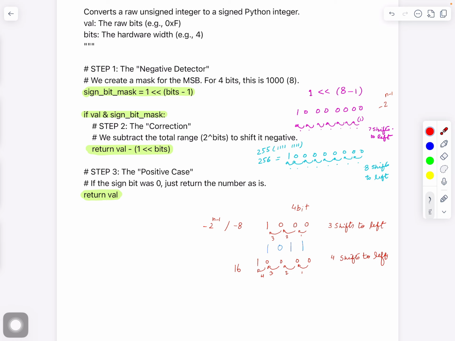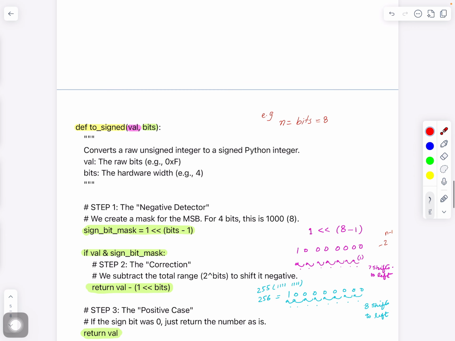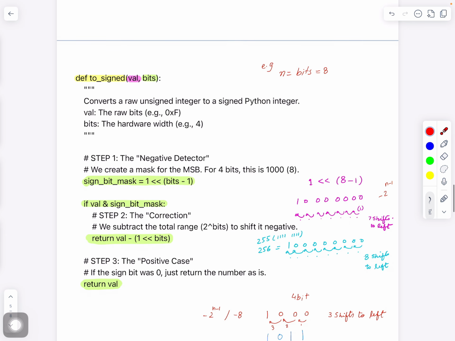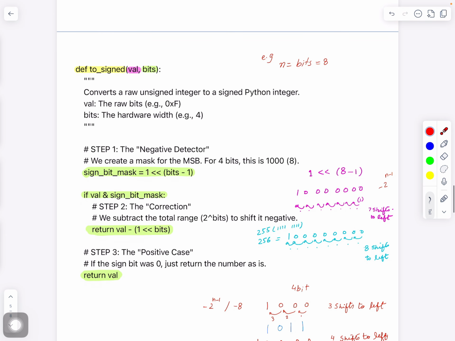And in the next video that we look into, I will be using this function in addition to another function I'll create.